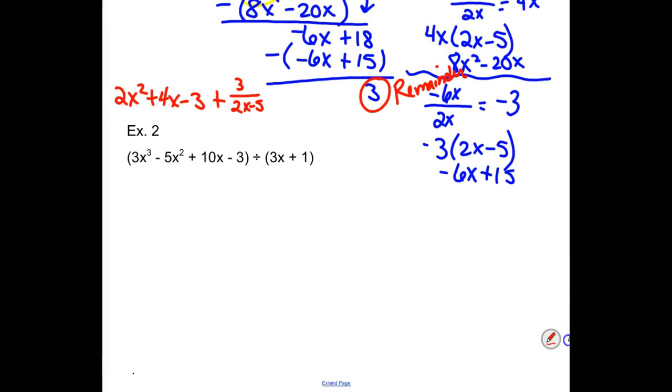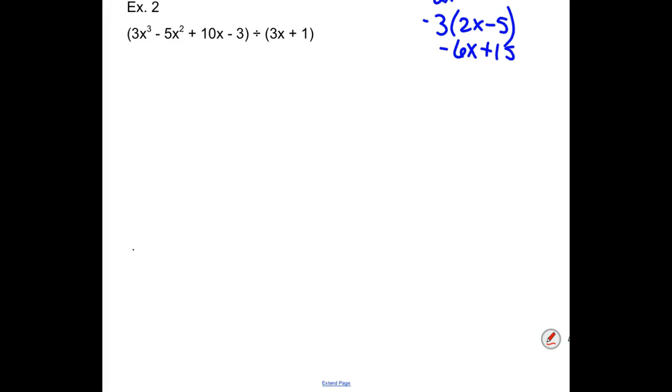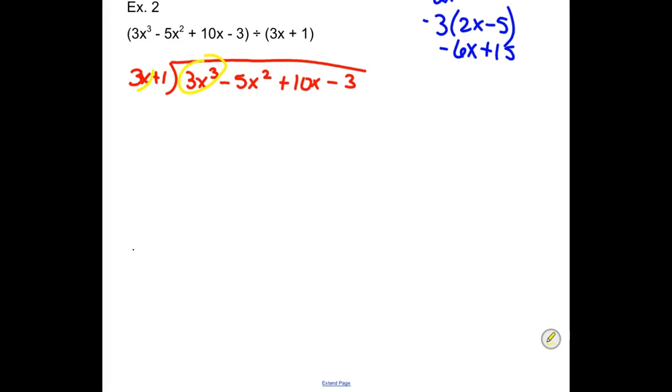All right, let's try one more long division problem. We have 3x plus 1 that we are trying to divide out of 3x cubed minus 5x squared plus 10x minus 3. So once again, I'm going to do first term divided by first term. If I take 3x cubed and divide by 3x, I'm left with an x squared. That's the first part of my quotient.